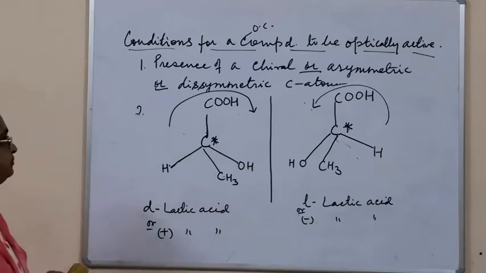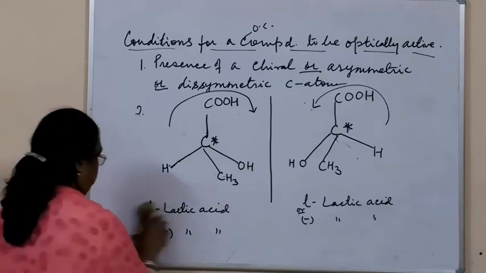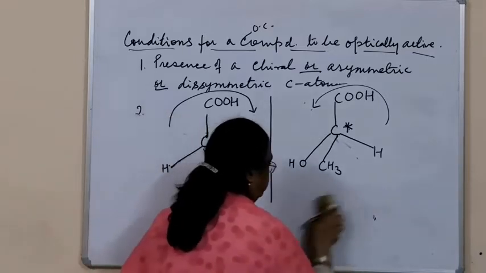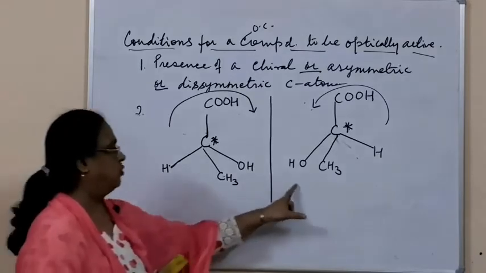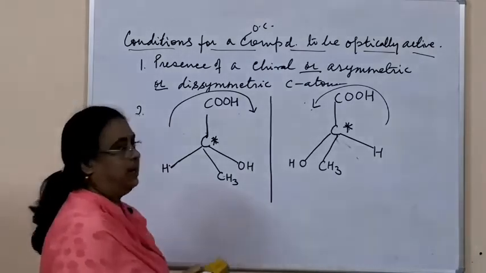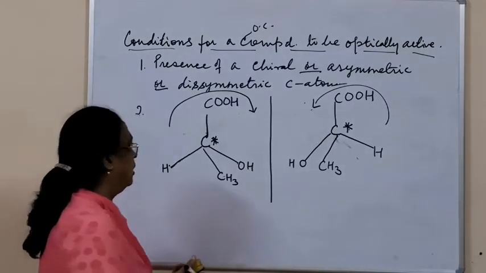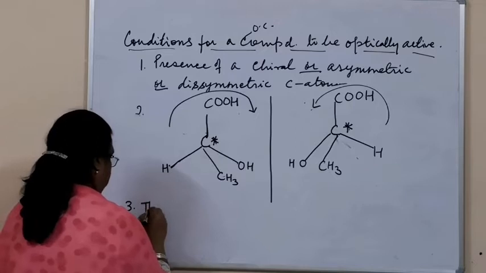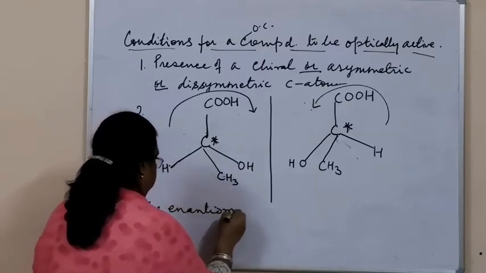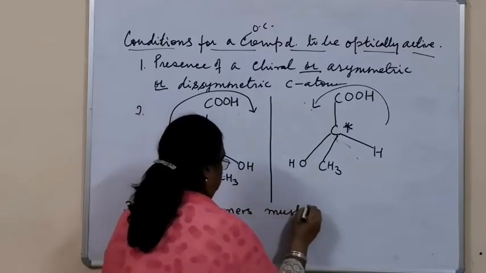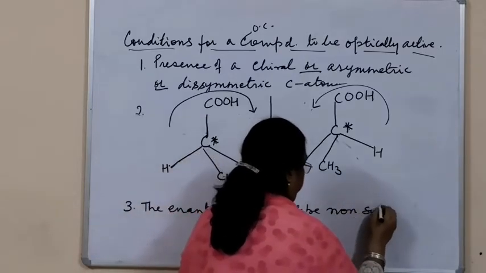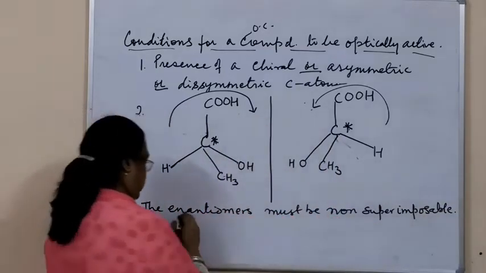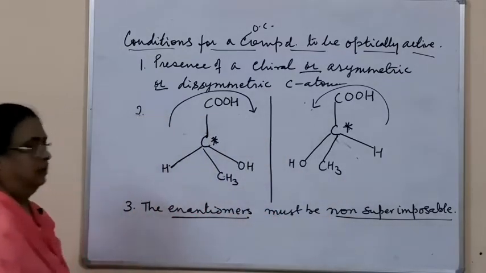So this was the second point, and you could do it. Now the third point is about enantiomers. What is the meaning of enantiomers? The two isomers, dextro and levo forms, have the relationship of object and plane mirror image, so the two forms are called enantiomers. Third point: enantiomers must be non-superimposable. Means what?